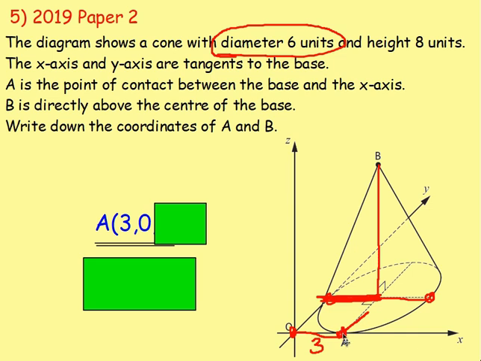And if we stay here, do we have to go up at all to get to the point that we're already at? No, we don't. That makes no sense. So z would just be 0 as well. So we've got 3, 0, 0 for point A.